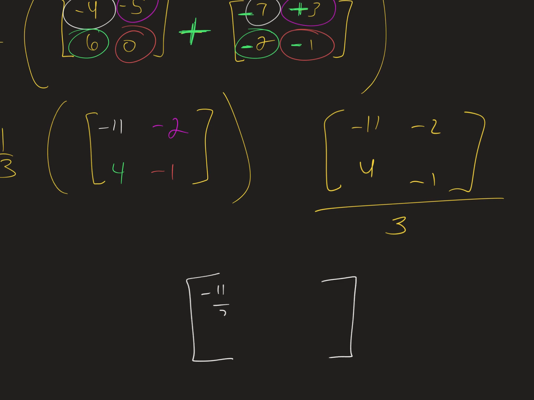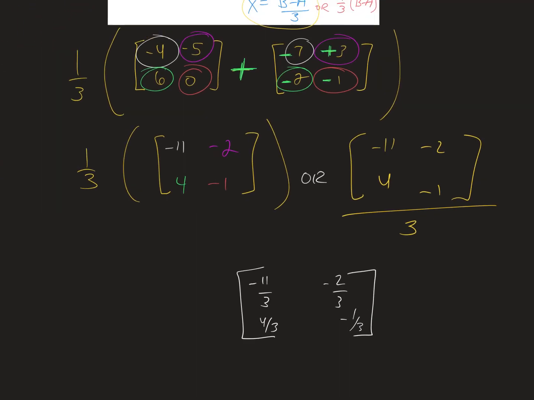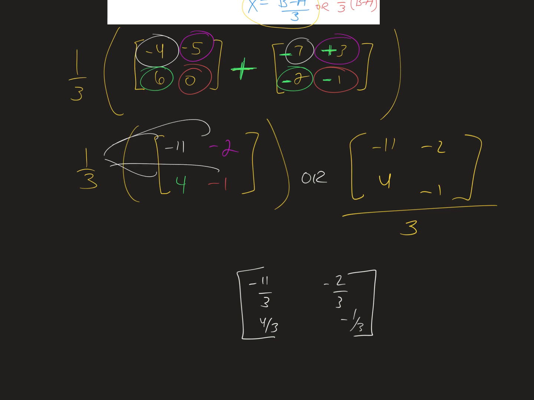Negative 11 over 3. What else? Negative 2 over 3. What else? 4 over 3. And negative 1/3. These two things are the exact same thing. I just like to look at it as I'm distributing a negative 1/3 rather than dividing everything by 3, but it's the same thing. So that's our answer? Yep, this should be your answer. You added or subtracted them, add the opposite, and then divide it.